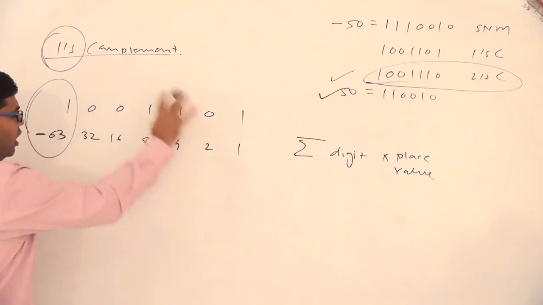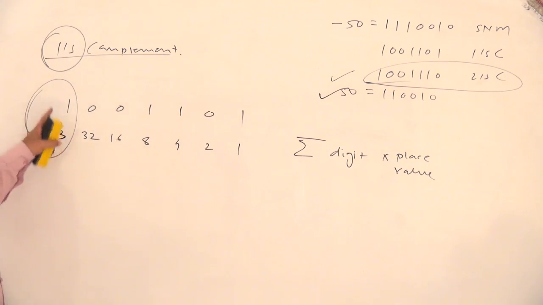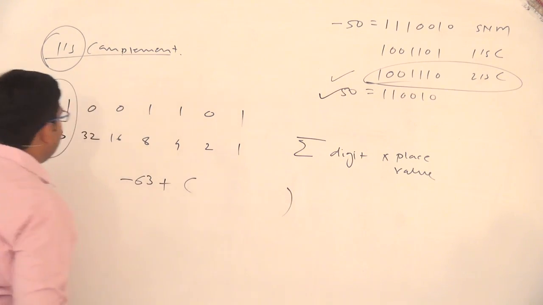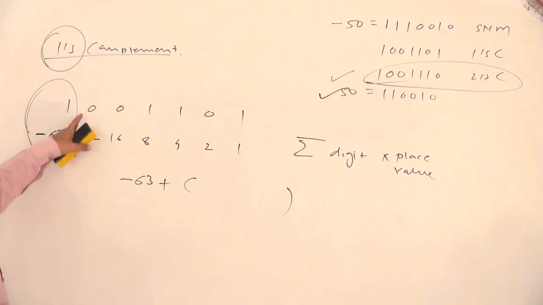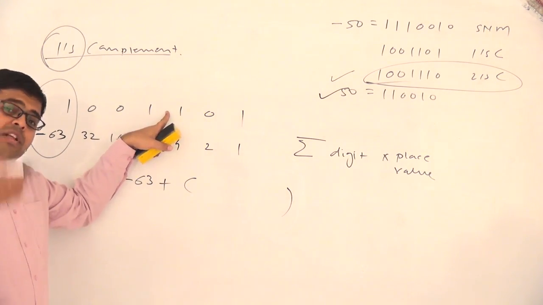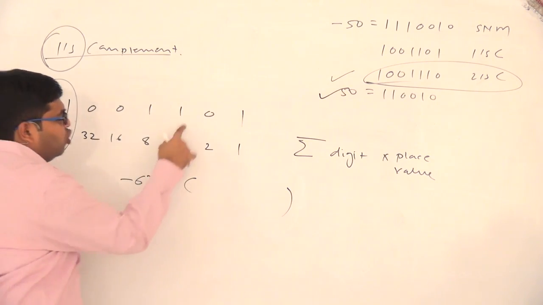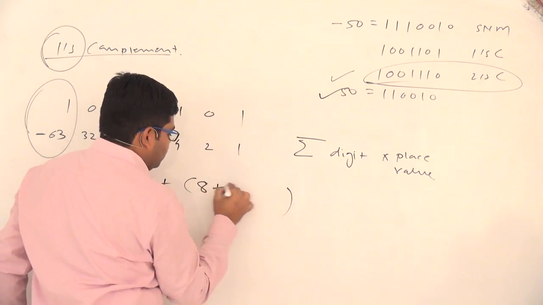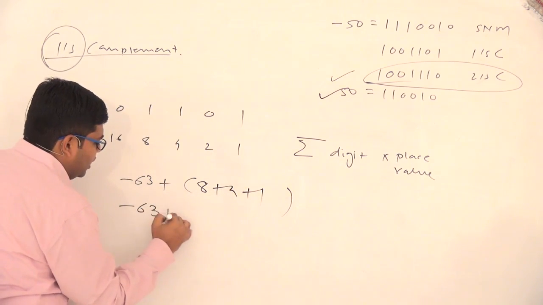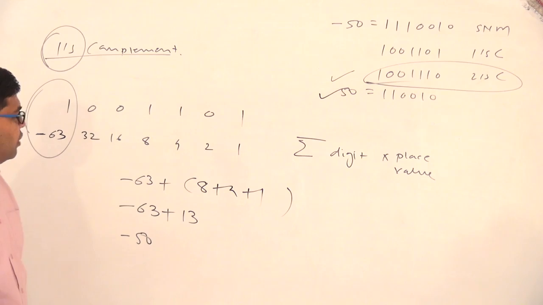So see, now again apply the formula summation of digit multiplied by place value. Minus 63 multiplied by 1 will be equal to minus 63 plus, let us see what is the addition here, 32 into 0, 16 into 0, 8 plus 4, earlier it was plus 2, now it is plus 1. So 8 plus 4 plus 1, will be equal to minus 63 plus 13, which comes out to be equal to minus 50.